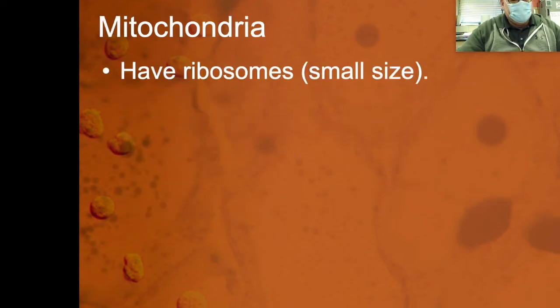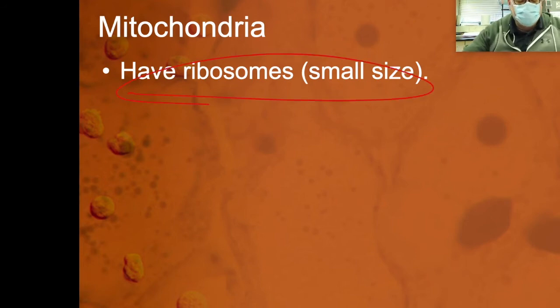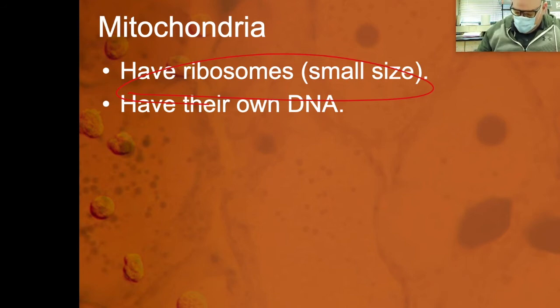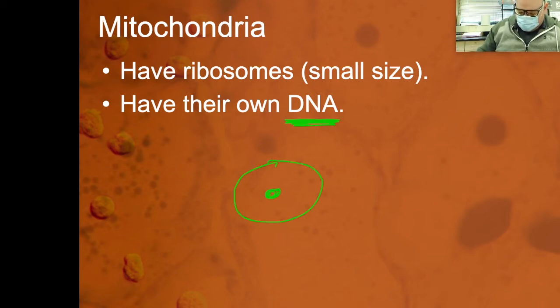Okay. A little bit more about mitochondria. They have their own ribosomes, and more importantly, this is very cool, they have their own DNA. I think I may have told you this already outside of a video, but if you're watching the video and you missed this, why do they have their own DNA?